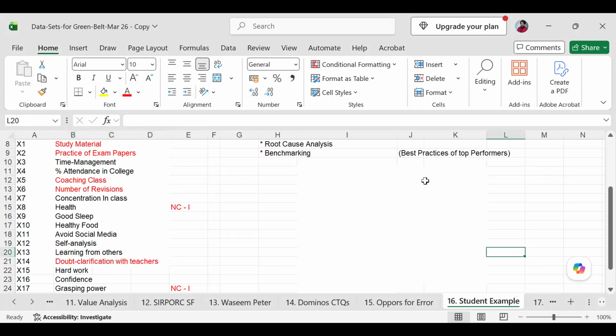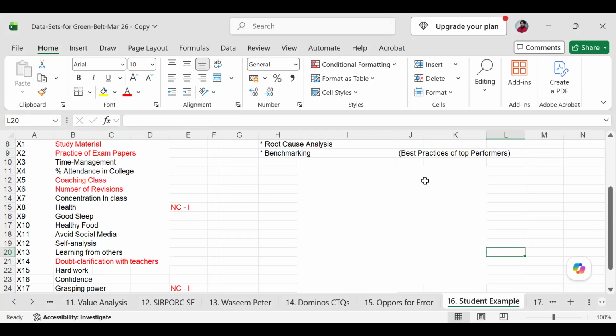Mr. Costa has taken X2, that is practice of exam paper. X3, that is time management. X4, that is attendance in college. X9, that is good sleep. X7, concentration class. Yeah, these also could be important.